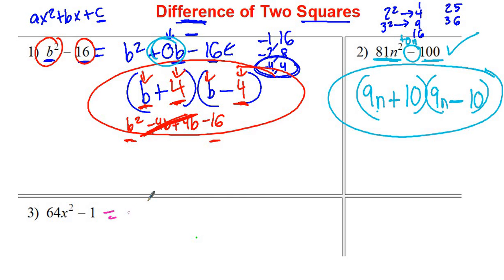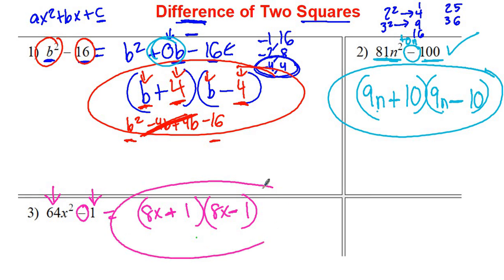Alright, last one. So this one right here is again a difference of squares because that's a square right there. That's 8x times 8x. And that's a square there. That's 1 times 1. And then how do we get the difference? How do we get the minus? One of these is plus and one of these is minus. And if you were to FOIL that once again, you would wind up with what you started.